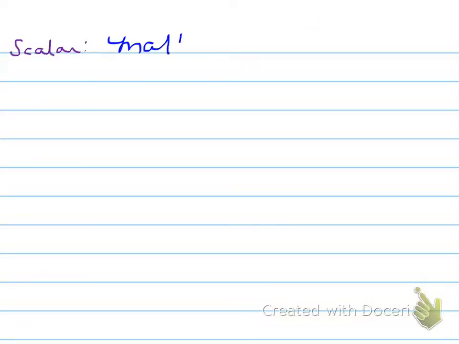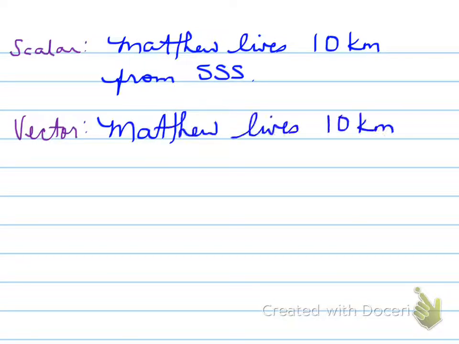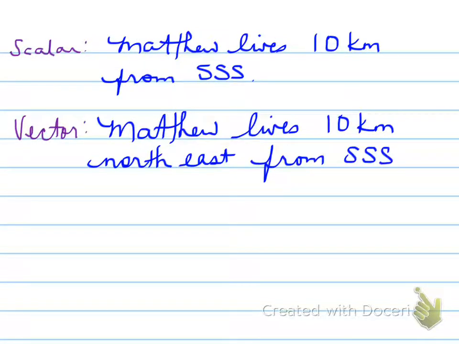Now, an example of a scalar is Matthew lives 10 kilometers from Streetsville Secondary School. A vector of the same type of question would be Matthew lives 10 kilometers northeast from Streetsville Secondary School. And note the difference. The scalar just gives us the magnitude, which is 10 kilometers. The vector gives us 10 kilometers, which is the scalar value, plus it gives us a direction, northeast. Northeast and 10 kilometers together gives you the example of a vector.